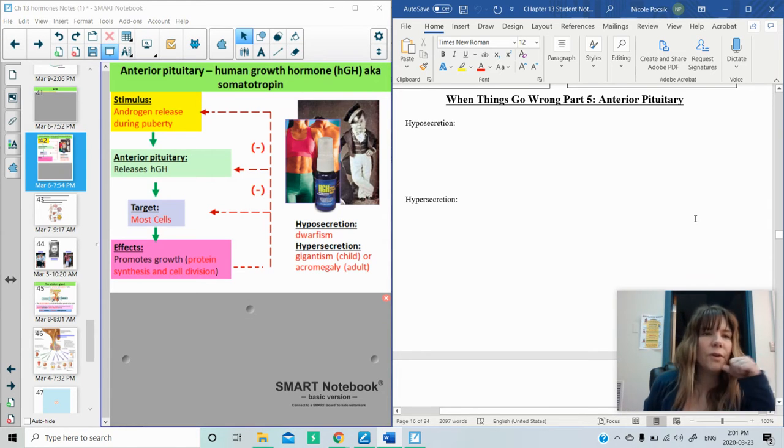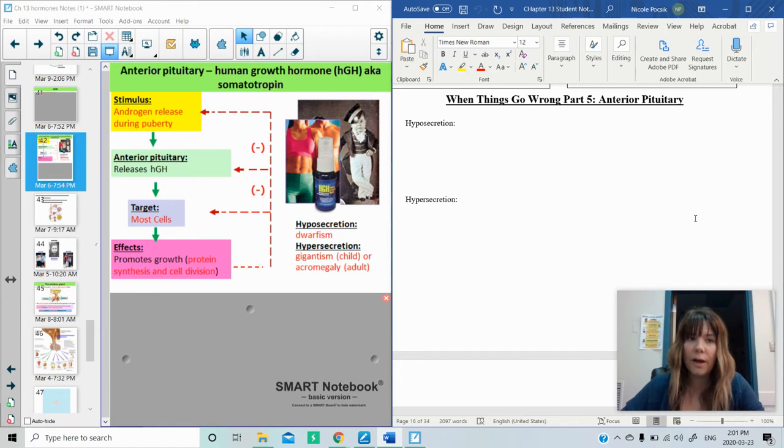So we need to finish off our notes for chapter 13. What we're going to do is move into when things go wrong, part 5, with the anterior pituitary. You have already, or I hope have already, watched the video on the human growth hormone and the two different feedback loops: your normal feedback loop and then your puberty feedback loop. What I have in front of you on my split screen here is the anterior pituitary human growth hormone feedback loop during puberty. So in your notes, you will notice that you have this already.